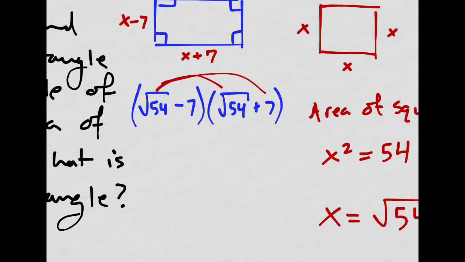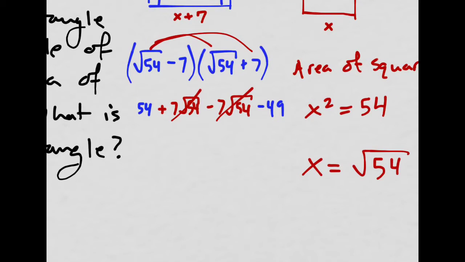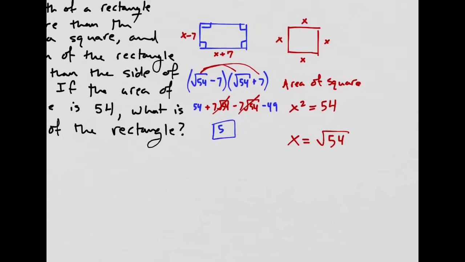So this is great. I get regular 54. And then I have plus 7 square root of 54. I know these are going to cancel out because these are like conjugates. So that was that part. And now I'll do negative 7 times the square root of 54. Yeah, those cancel. That's why I did them in red. And then I have minus 49. So the area ends up being 54 minus 49. Well, that's really, really easy. It's just 5. So what's the area of the rectangle? It's 5. Everything comes out nicely.